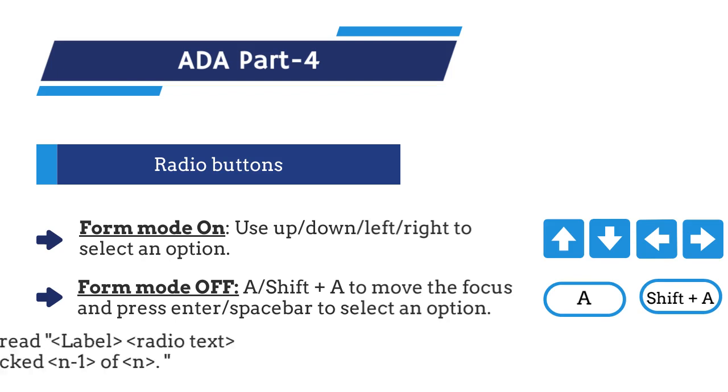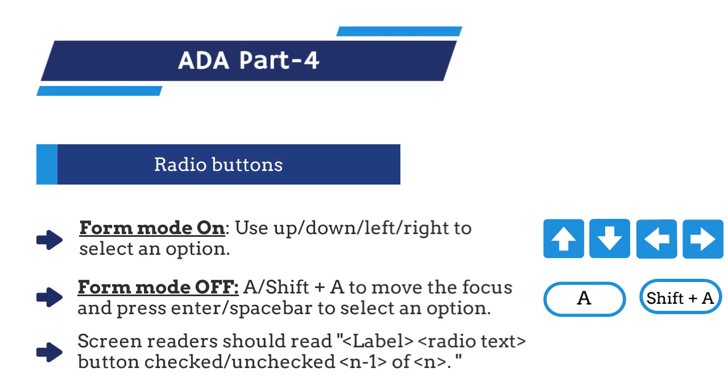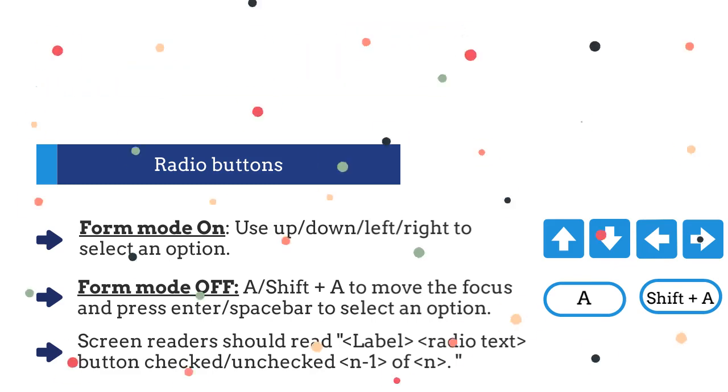And last, a screen reader should read the label of the radio button group, then the radio text, followed by a button, then specify its state checked or unchecked, then the count 1 of 2 or 2 of 2. Now let's jump into our code and make these radio buttons ADA compliant.